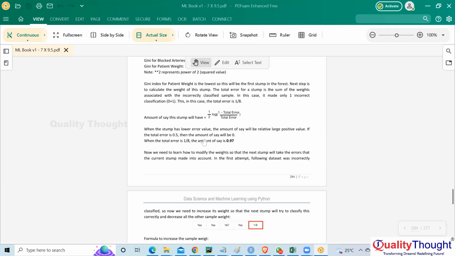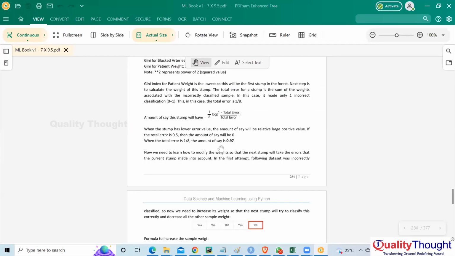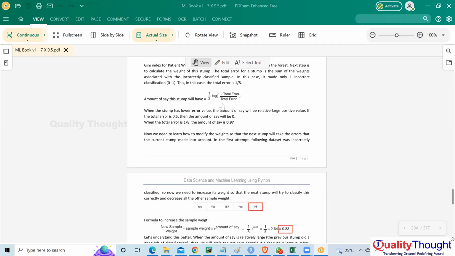No, the amount of say is half of this. It's not even 97. Okay. By total. Okay, I think, you know what? Maybe the log is for only numerators, sir. No, no, no. It cannot be for numerator. It is for the entire thing. Okay.